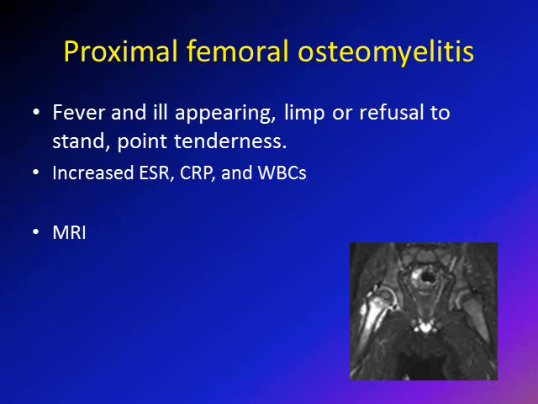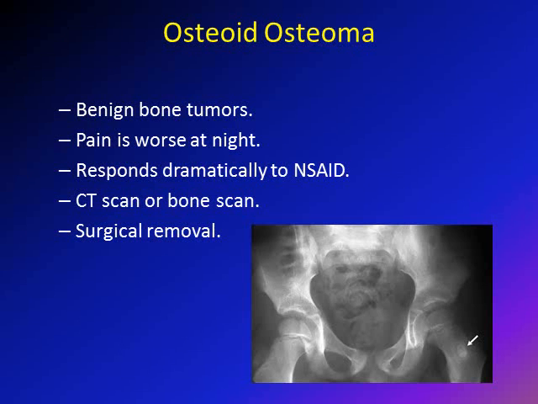Another cause of hip pain is infection of the proximal femur, proximal femoral osteomyelitis. The child will present with pictures similar to arthritis. There will be fever, ill appearance. There will be marked limping or refusal to put weight. There will be increased ESR, C-reactive protein, and white blood cell count. MRI will show the osteomyelitis, and the treatment is antibiotic. If no improvement after 36 hours, he may need surgical intervention.